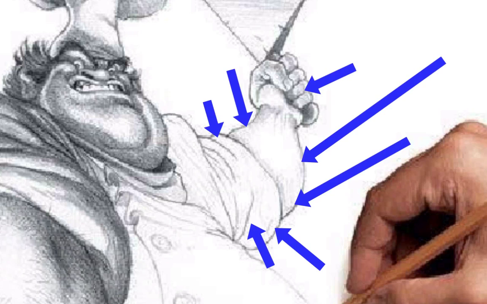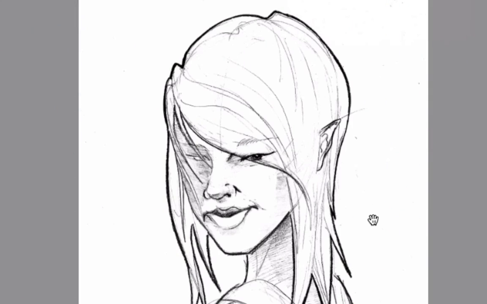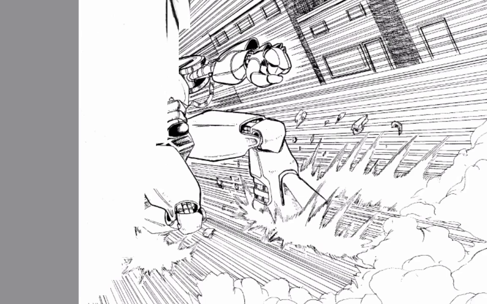Here's an example of contour lines. Notice how the edge of the arm is simply a line on both sides, in the shape of an arm and in the shape of fingers. Notice how the shape of the hair is simply lines drawn in the shape of hair on the outside. That's so that the brain can understand the form of hair.